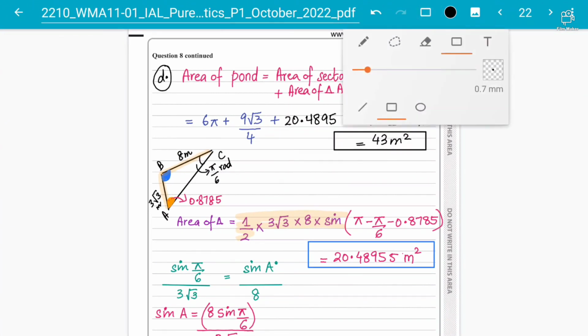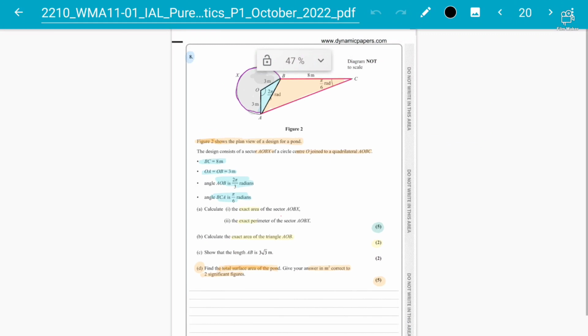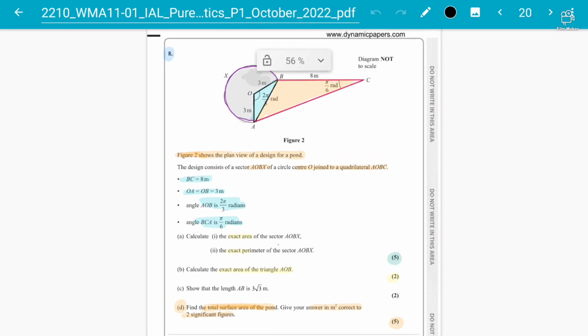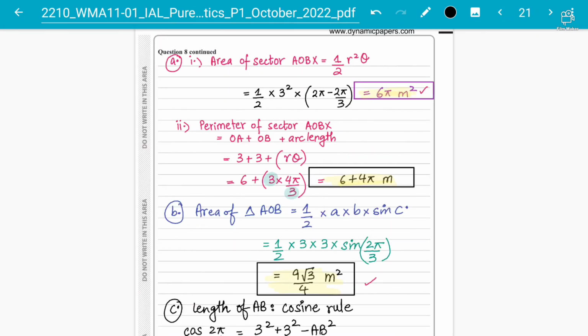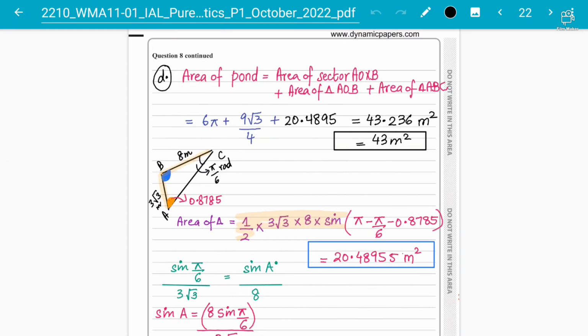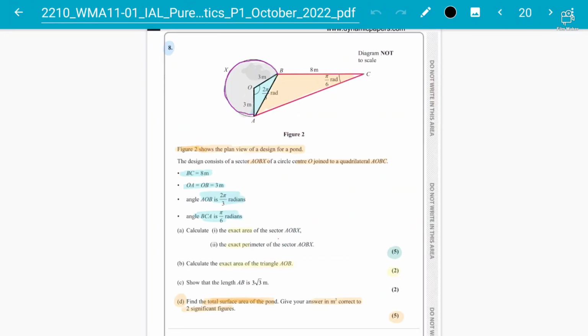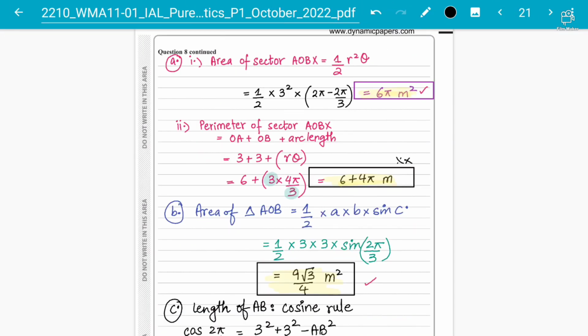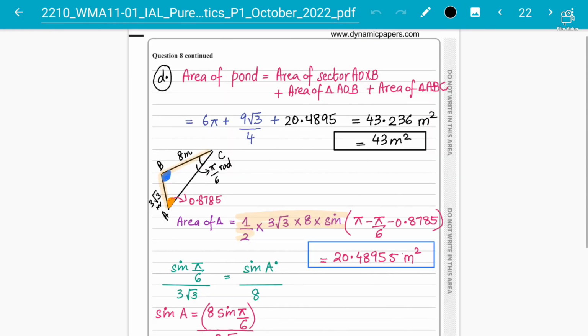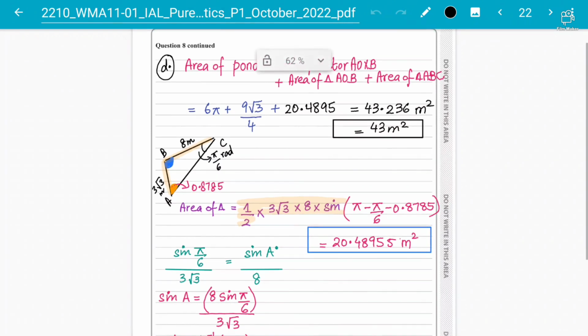We are done with question number 8 as well, students. I hope everyone is getting question number 8 and every part of this, part A, B, C, and D. I'll repeat the mistake. I wrote everything correct. It's just that the area of sector AOXB, I took it correct, 6 pi. Instead of taking the area of the triangle AOB, I just made a small mistake. I took the perimeter. Okay, that was wrong. I should have taken 9 square root 3 upon 4, but then I corrected it, and that's why we got 43 meters squared for this part D as the final answer.